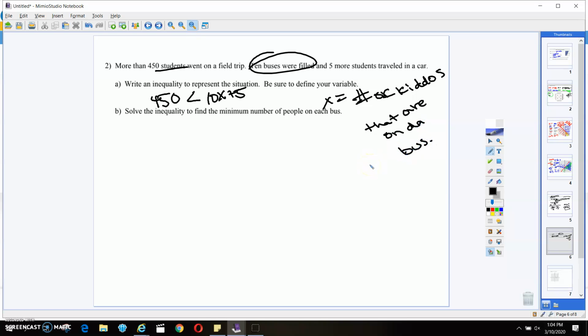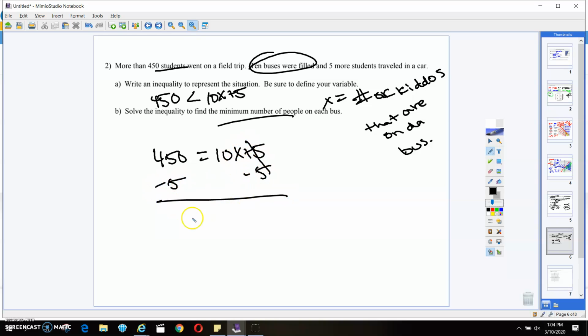Okay, so then it says solve the inequality to find the minimum number of people on each bus. So we're going to take 450. Oh, wow. What is this handwriting? 450 equals 10x plus 5. I'm going to subtract 5 from both sides. We're going to divide by 10 on both sides. And x is going to equal 44.5.